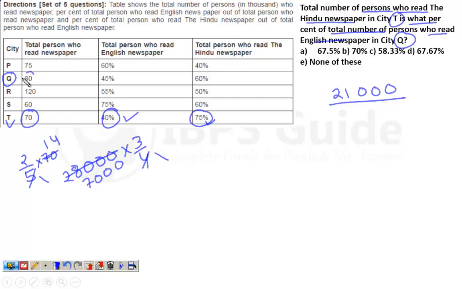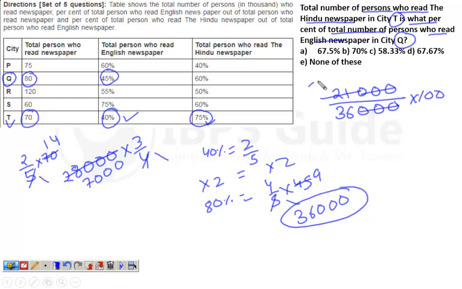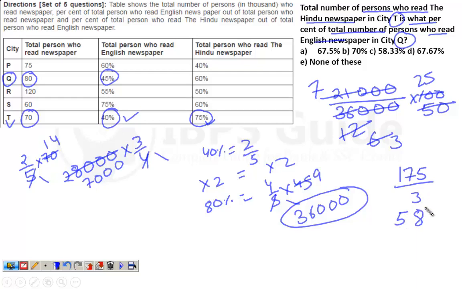Go for city Q. See, 80% and 45%. So you know the 40% fractional value, that is 2 by 5. So if you multiply 2 here, then multiply 2 here also. Are you clear? So 80% fractional value is 4 by 5. So 4 by 5 into 45, 5 ones are 5, 5 nines are 45, 9 fours are 36,000. 36,000 multiplied by 100, then divide by the number and calculate the division: 3 fives are 15, 3 sixes are 18.